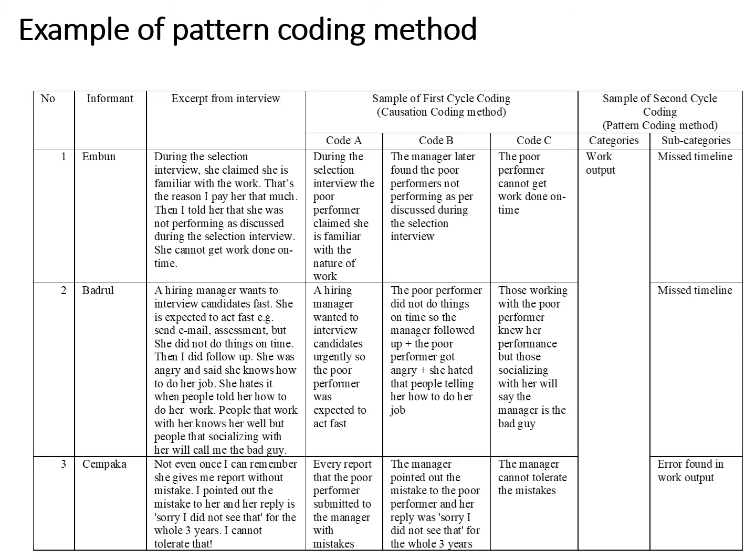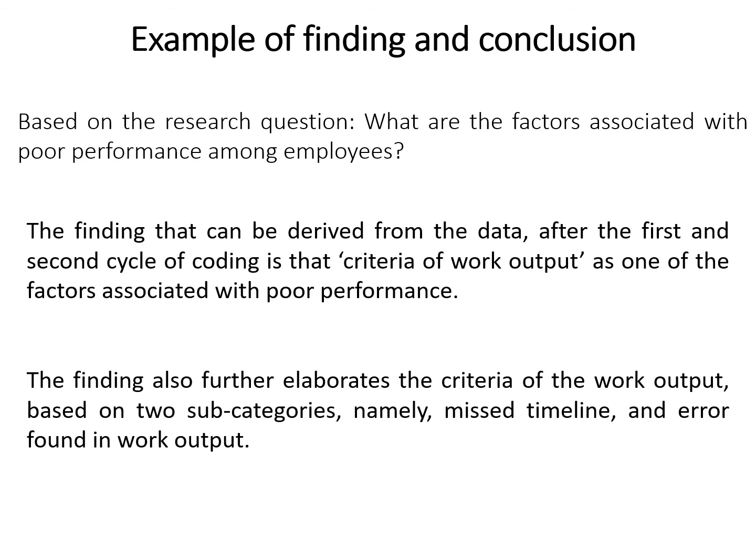So from the codes that we get from the first cycle, we move on to the second cycle of coding, where we look at similarity. In this example, they are similar in terms of cues that managers receive that tell the managers these are poor performers. Based on the sample of data that I have presented, and also based on the research question, I try to illustrate how managers identify performance problems among their subordinates.